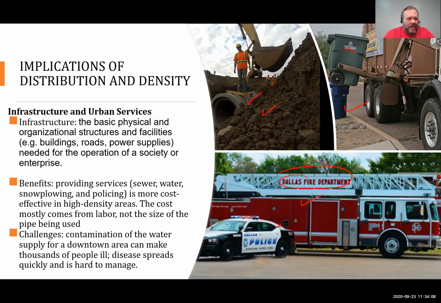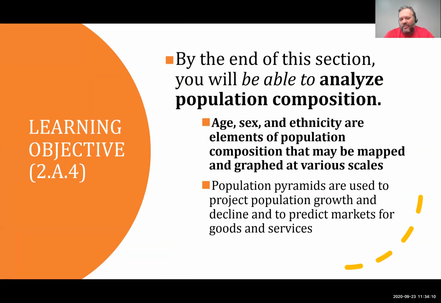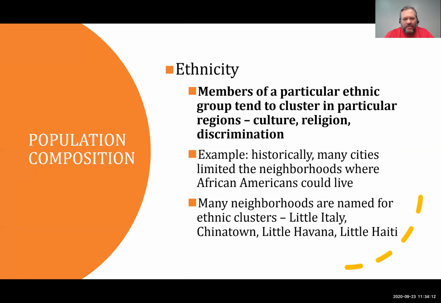All righty. Let's see. So now we get to population pyramids and population composition. So obviously when we put people into big groups, sometimes people either self-associate or there's a forced association that can be caused for negative reasons. So we'll take a look at that.